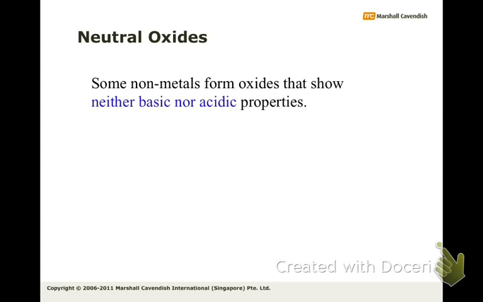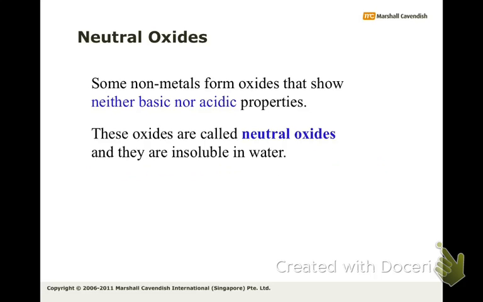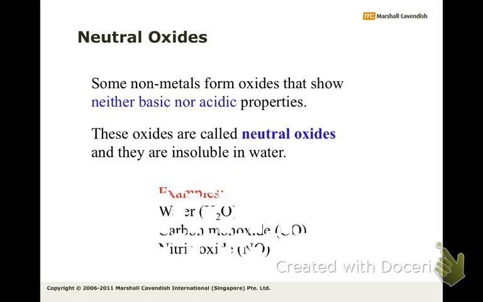Now the last one is neutral oxide. Neutral oxides really are pretty useless because they are non-metal oxides that show neither basic nor acidic properties. Neutral oxides are basically insoluble in water, and the most famous neutral oxide is actually water. Water, if you can recall, is H2O. It ends off with O. Second one is carbon monoxide. Please don't confuse this with carbon dioxide. Carbon dioxide is acidic oxide. Carbon monoxide is neutral. Then the last one is nitric oxide. That's about it.